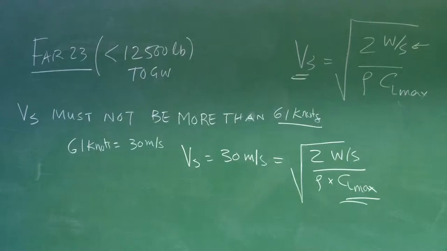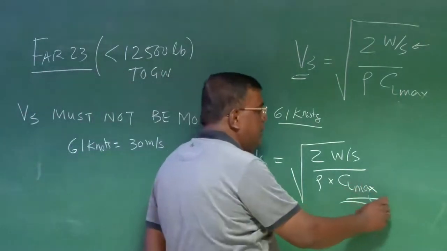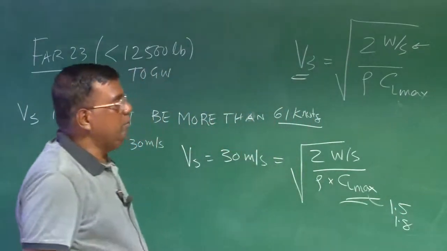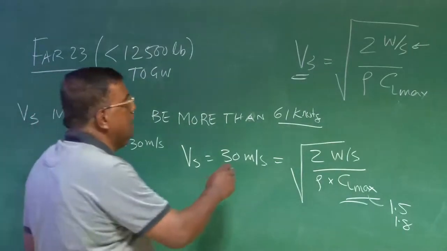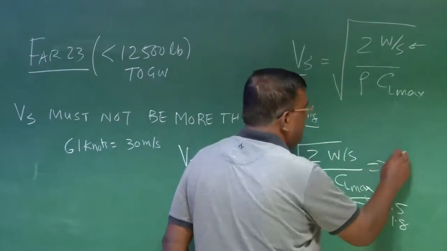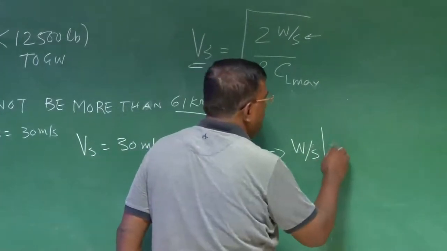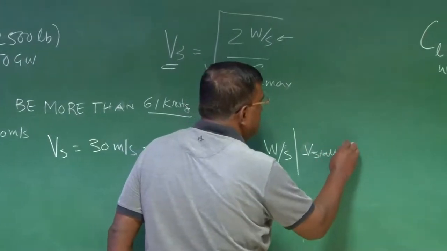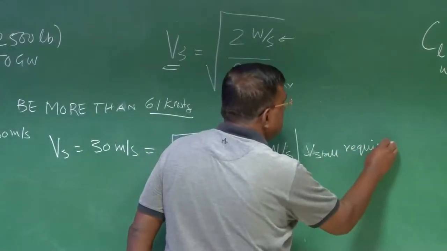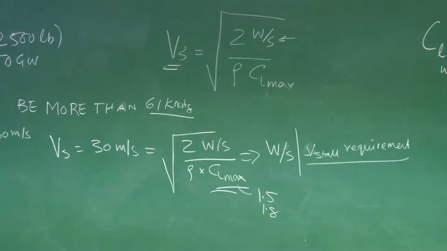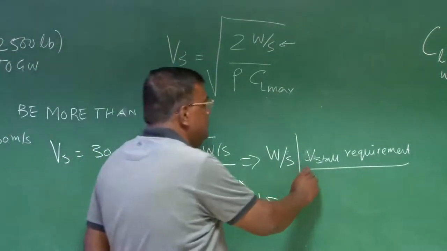For a general aviation airplane like Cessna 206 and all, you'll find plain flaps are good enough. So you'll put a number. If it is a plain flap, it may be 1.5. If it is a split flap, you may put 1.8. If it has a slot, you'll put that number. And now using this, you can easily find out W by S from the stall or V stall requirement. This is from the takeoff point of view.